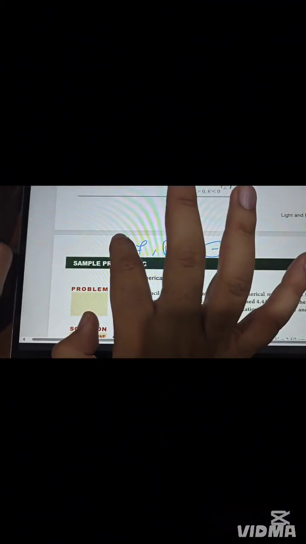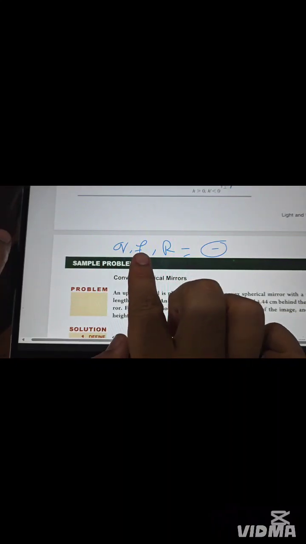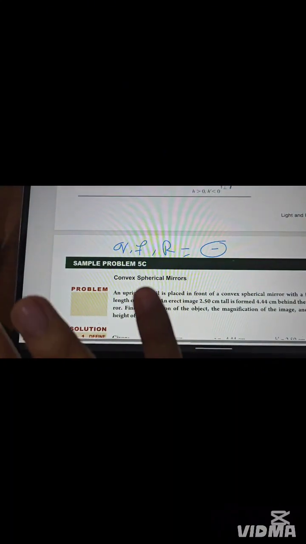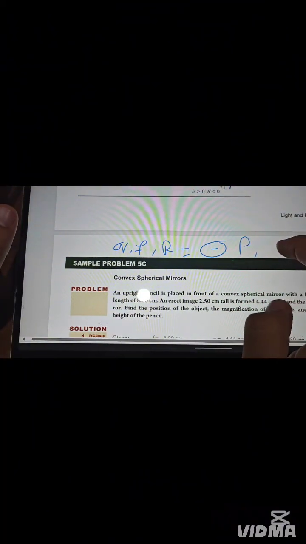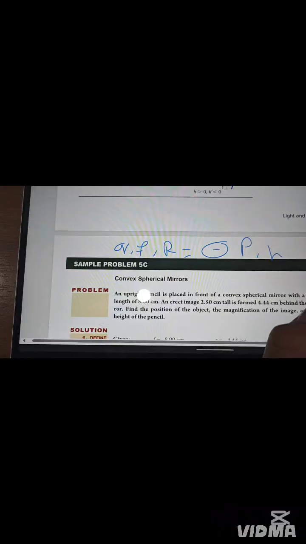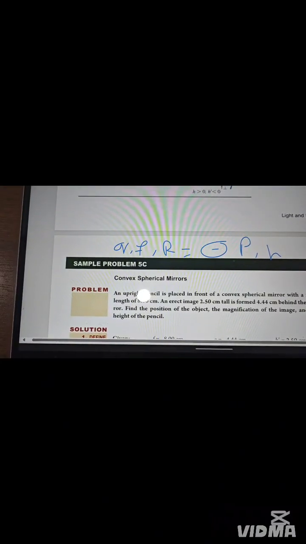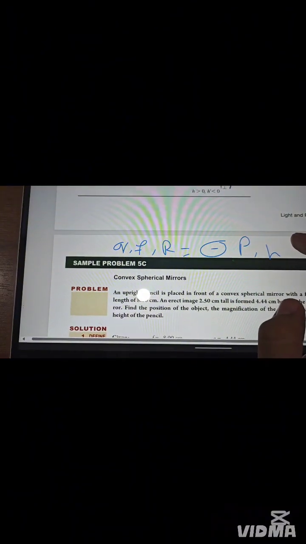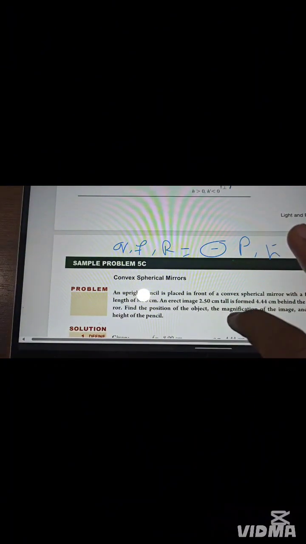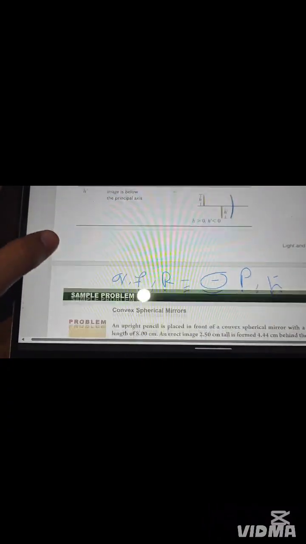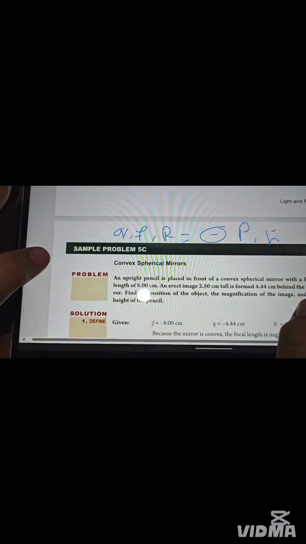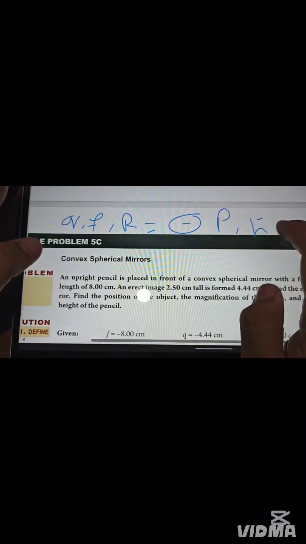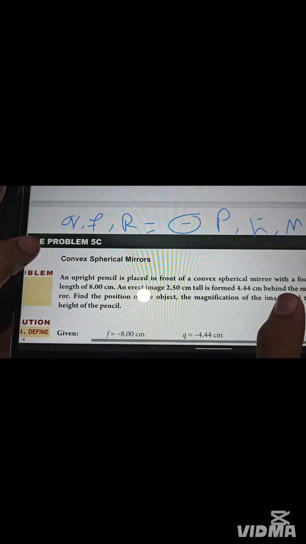With q, image distance, f, focal length, and r, radius of curvature, all of them are negative. But p, object distance, h, the object height, h dash, the image height, and m, the magnification, all of them are positive.